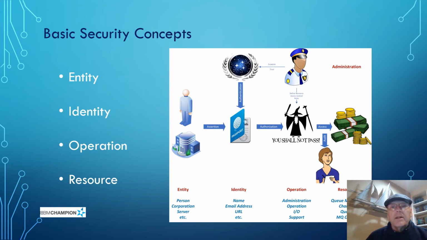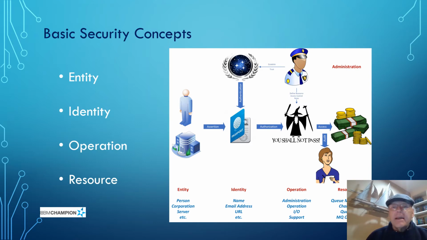Some basic security concepts apply to MQ as they apply to all things. We have entities, that is people or organizations. For example, I am an entity. I'm Glenn Brumbaugh. My identity is separate from the entity that I am. I have multiple identities. I have multiple email addresses. Each one of those is an identity, but they map back to the same entity. So we have entities. An entity may have one or more identities.